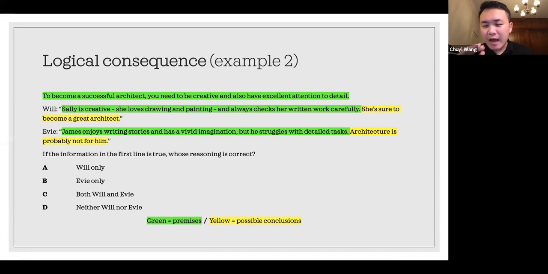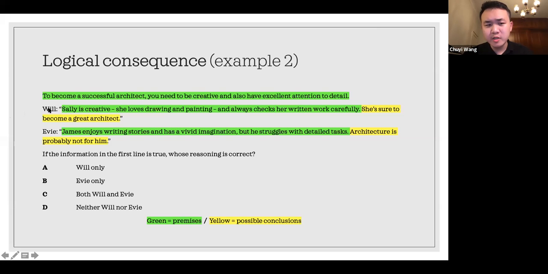So let's look at the different premises. The premise here is to become a successful architect, you need to be creative and also have excellent attention to detail. Okay, keep those in mind. To be a good architect, you need to be creative and have excellent attention to detail. Now, what does Will say? And this is one part of the question that's a bit confusing, okay? Will, Sally, Evie, James, there's a lot of names going on, so we have to be very careful with who is talking about who.